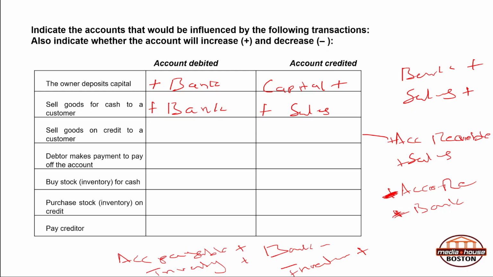So then you need to also classify. Once you classify and understand that this is increasing, then you can classify whether it increases on the credit side or on the debit side based on the classification.